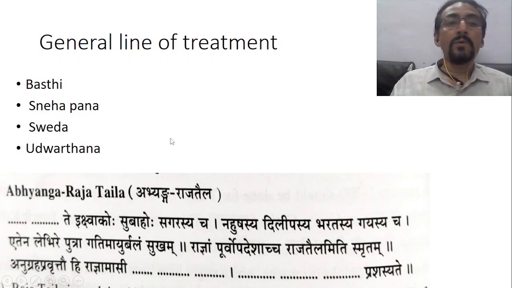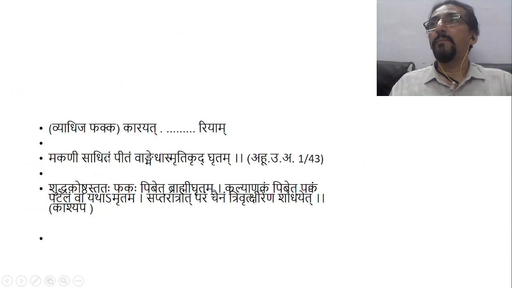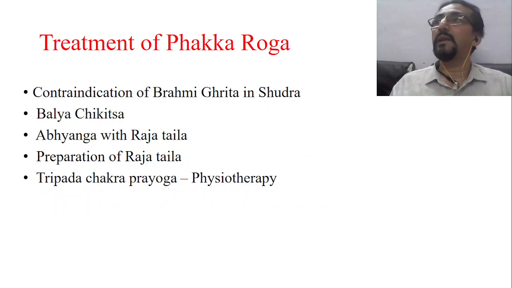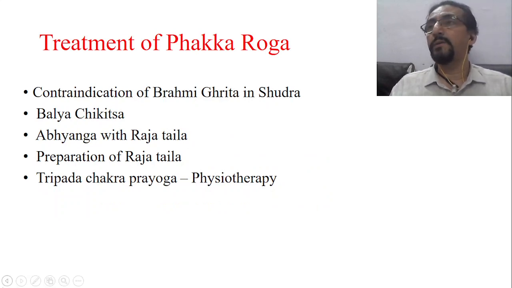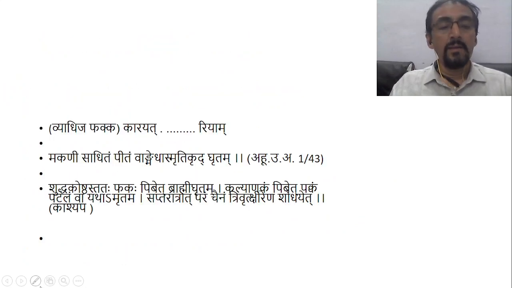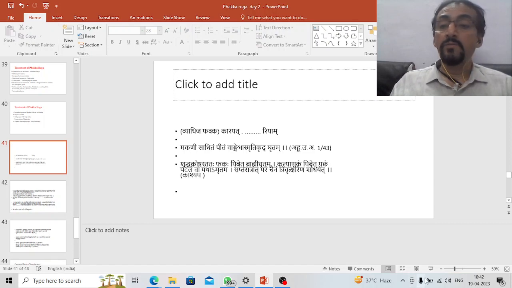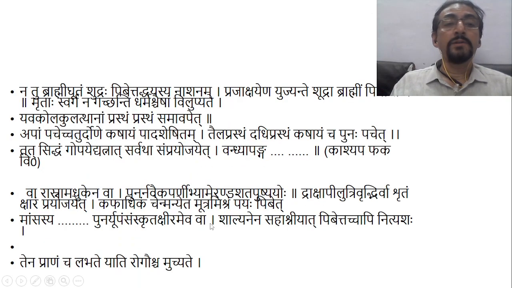This Rajataila can be applied for Abhyanga purposes. So one thing is very clear: Abhyanga is one of the mainstays of treatment in Phakka Roga, which we have not mentioned in the first list. In the first list: Deepana, Pachana, Abhyanga, then Rasayana Chikitsa, then Shodhana Chikitsa, Ashwasana Chikitsa. So Abhyanga is very important. Abhyanga is also one of the mainstays of treatment.